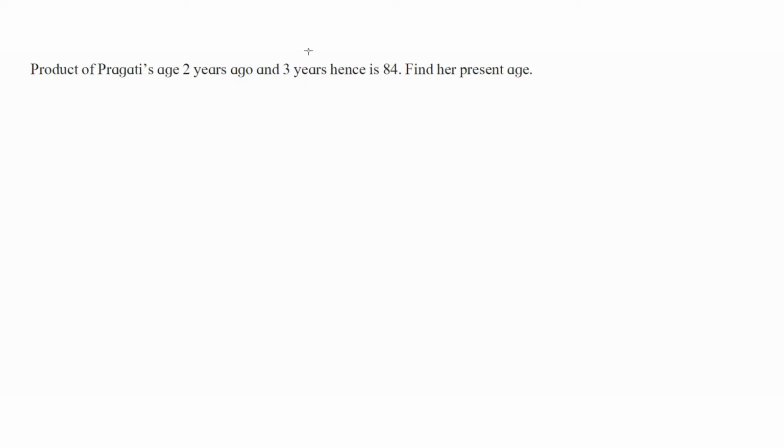Product of Pragati's age 2 years ago and 3 years hence is 84. Find her present age. So it's given that the multiplication of Pragati's age 2 years ago... So let's write that down. Product basically means multiplication. So what should we multiply? We have to multiply Pragati's age 2 years ago with Pragati's age 3 years hence.